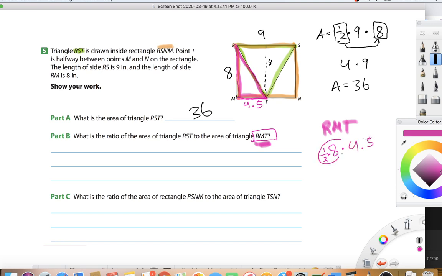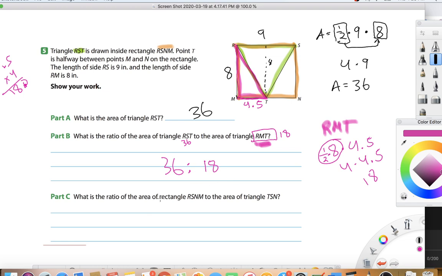When we do this, half of 8 equals 4. Then we have 4.5 left over. 4.5 times 4. I'll do this over here. 4.5 times 4. 4 times 5 is 20, carry the 2. 4 times 4 is 16, plus 2 more is 18. 1 decimal spot, 18. That means that the area of this RMT triangle would be 18. And the triangle of RST is 36. So what is the ratio of the area of triangle RST to the area of triangle RMT?